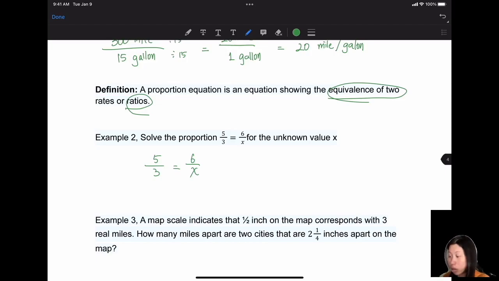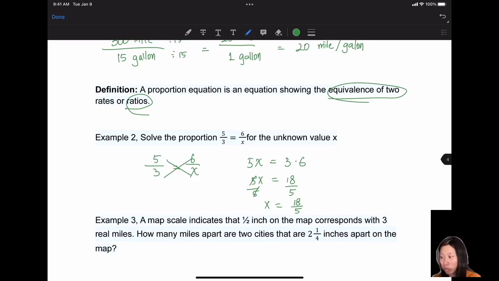What you can do is cross multiply. So you can use 5 times x is going to equal 3 times 6. So I will have 5x equals 18, and then I divide by 5 on both sides. So I will have x equals 18 over 5. So this is the proportion.